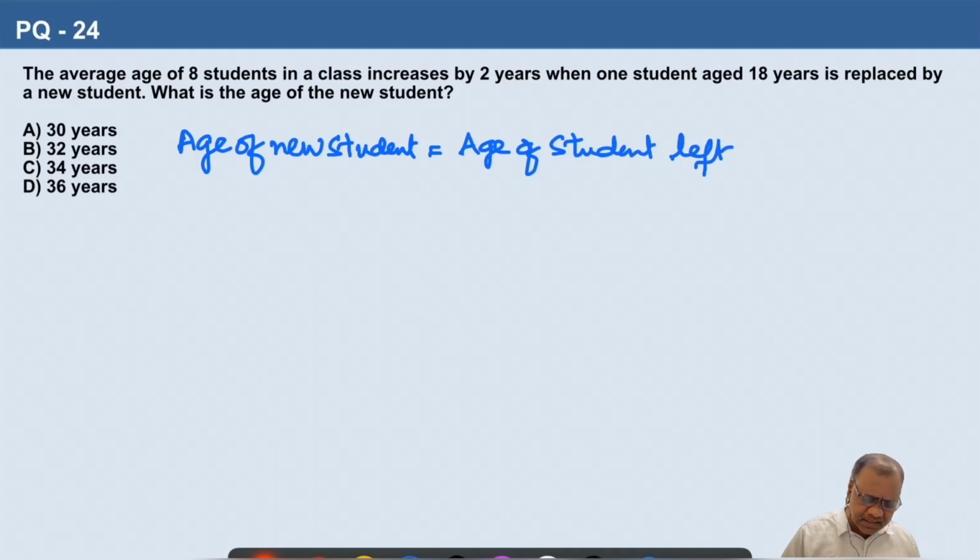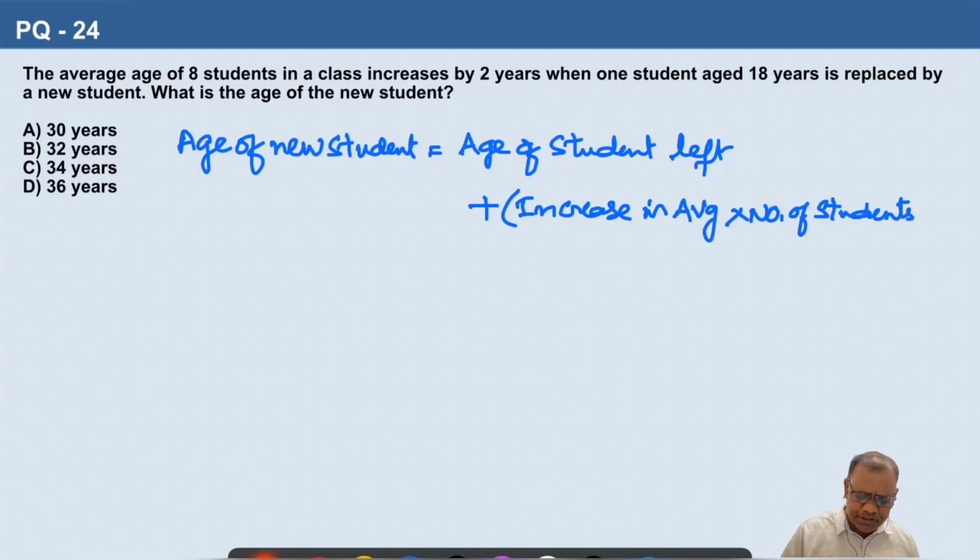So here increasing, so plus the increase in average into number of students. So we should use an increase formula here. So what is the age of the student left here? 18 years is the age of the student who left. So what is the increase in the average? 2 years.